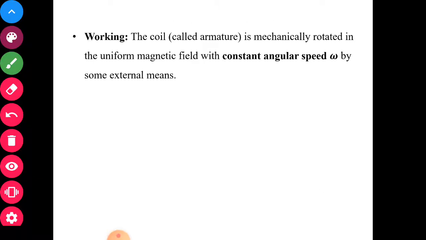Okay. How does it work? Now what you have to do, you have to give some constant angular velocity. The coil is mechanically rotated in the uniform magnetic field with constant angular speed omega. You have the omega as an angular speed by some external means. Either you have a hydropower station, then it is rotated by the flow of water.